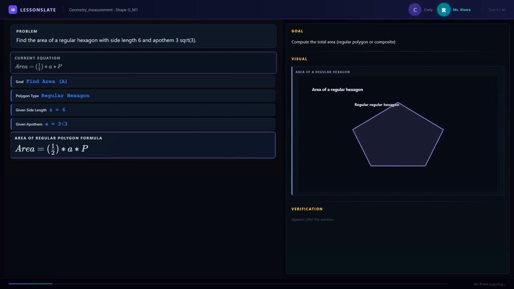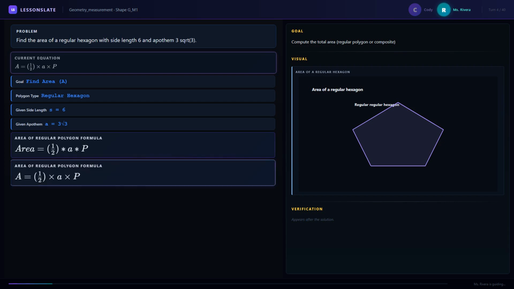You've got the general formula exactly right, Cody. Area equals 1/2 times the apothem times the perimeter. That's A equals 1/2 times A times P. Now, you also correctly identified how to find the perimeter for a hexagon. How many sides does a hexagon have, and how would that help you calculate its perimeter given a side length of 6?